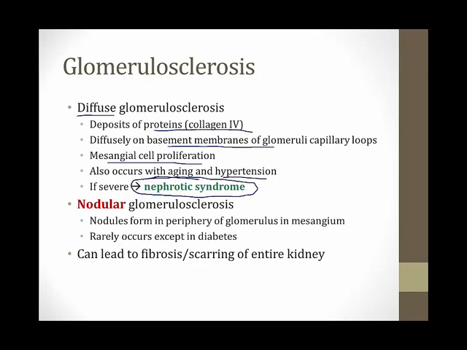What is more specific to diabetes is development of nodular glomerulosclerosis. This is where nodules form in the periphery of the glomerulus and the mesangium, and this rarely occurs outside of diabetes. So nodular glomerulosclerosis is much more specific to diabetes. And both of these processes can lead to fibrosing and scarring of the entire kidney, and this is how diabetic patients can end up on dialysis.